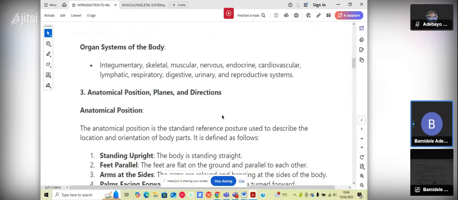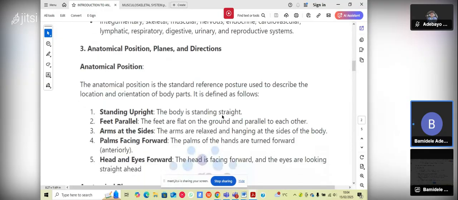In the study of anatomy, there are some terms that we need to know. The first one is the anatomical position. This is very important because you make reference to it. This is your baseline in terms of positioning. As you study this course, you should have this at the back of your mind when you're making reference to positioning. Are you facing left? Are you facing right?